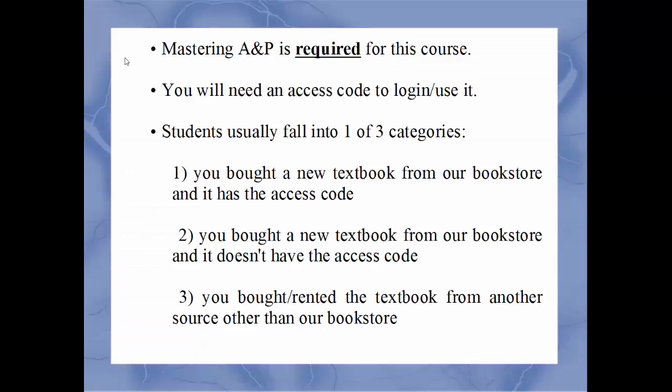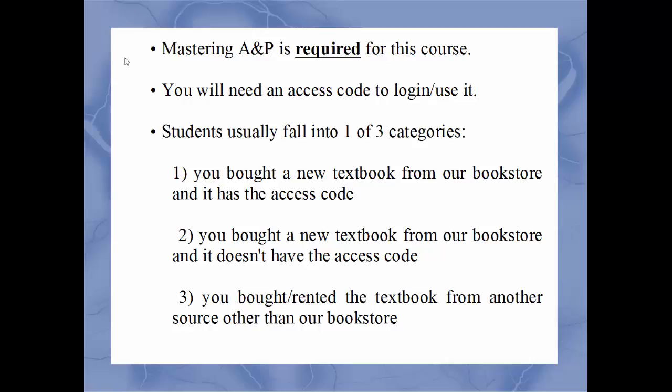Alright, first of all, Mastering A&P is required for this course. Now, every study module is done through Mastering A&P. Every chapter quiz is done through Mastering A&P. Your midterm and your final are all based from Mastering A&P. So you must have access, or you must be able to log in and use that software correctly. Because if you don't, you're not going to do well in the course. Secondly, you will need an access code to log in and to use Mastering A&P.